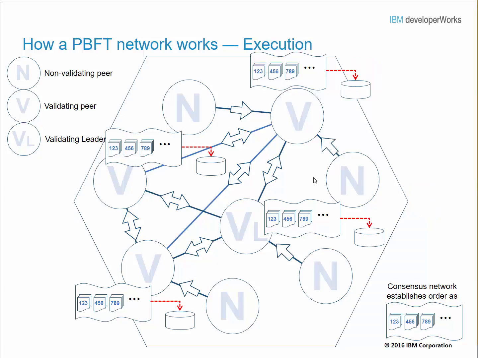The next phase is the execution phase. During this phase, as you can see, the validating peers and the validating leader will execute the smart contract code against their local copy of the ledger and their local copy of the world state. It's important to note here, because this smart contract code gets executed multiple times for the same transaction, that any external calls need to be repeatable.